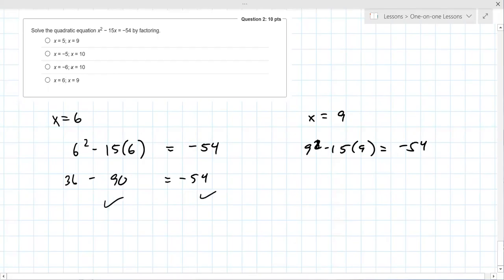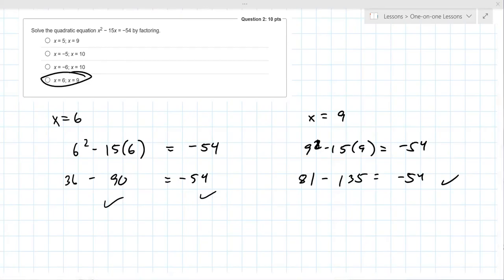Now, because there's no overlap in the answers, this is kind of a test-taking strategy. You already know that's going to work, but let's check it anyway. So 81 minus 135, does that equal negative 54? And it does. Great. Okay, so you got that down. That's good to see. Try to actually mark the answers on the ones you've been doing.